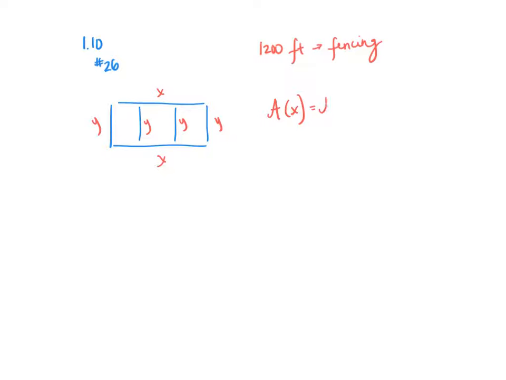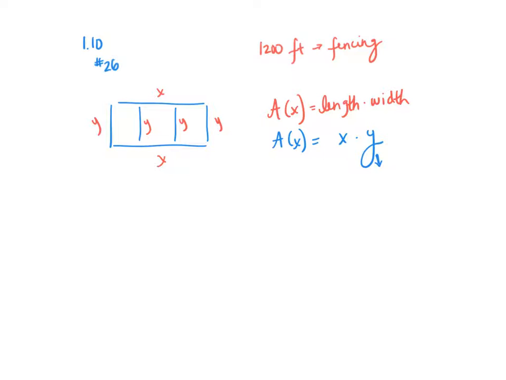Well, area is just length times width. So when you get started, you're probably going to have A of x equals x times y. And there's nothing wrong with that, only it says I need to write it as a function of x. So I need to get y in terms of x. So that's when I really need to look at that first piece of information about 1,200 feet of fencing.